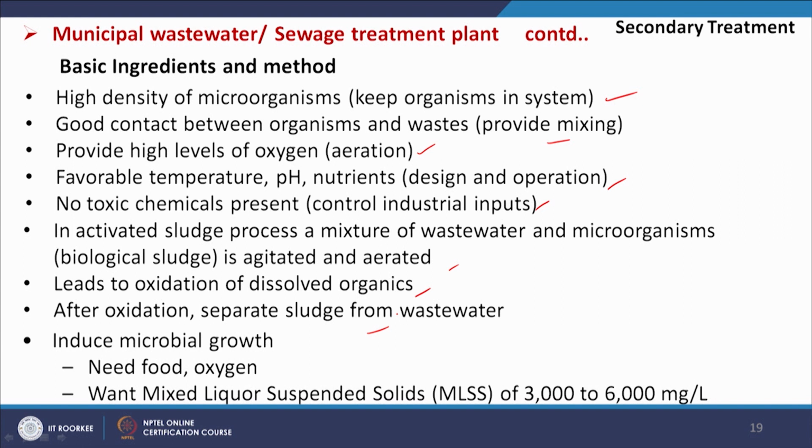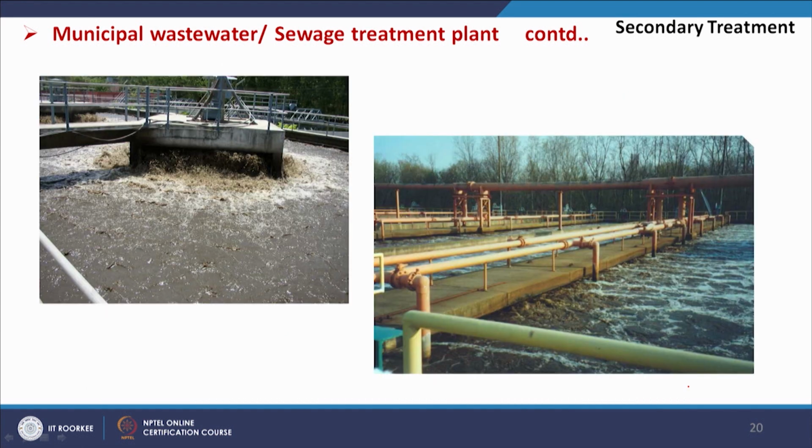So, the sludge can be separated from the wastewater, and we need to induce microbial growth. So, we need food and oxygen and want mixed liquor suspended solids in a certain range. 3000 to 6000 mg per liter is shown, but somewhere 2500 to 4000 mg per liter also works well. We can see here some pictures, which show the operations of this secondary treatment.